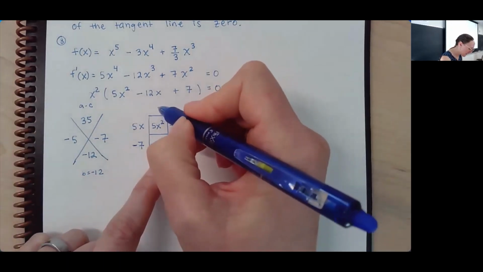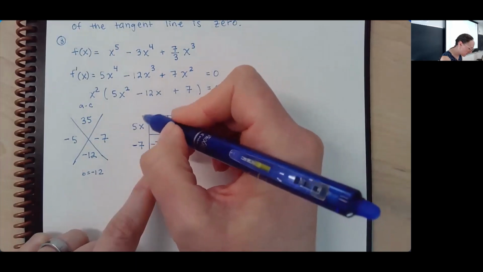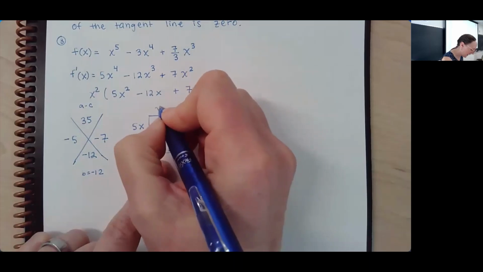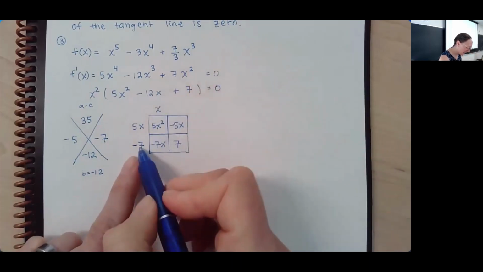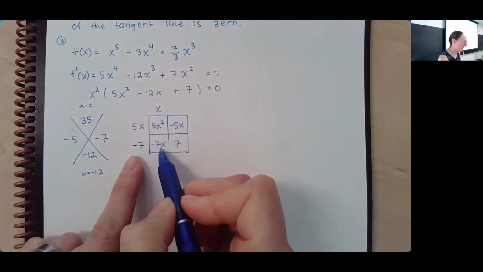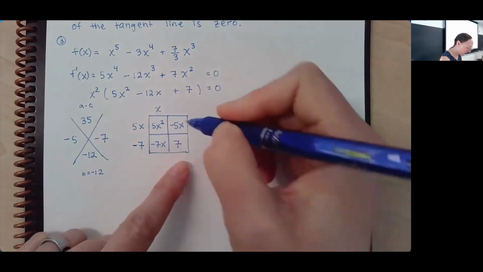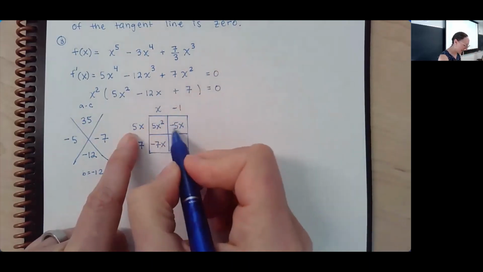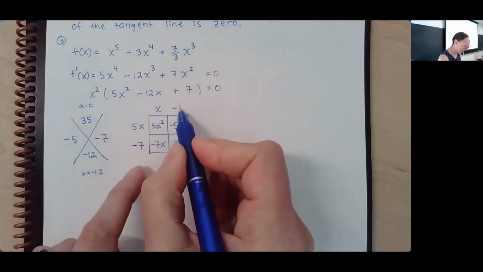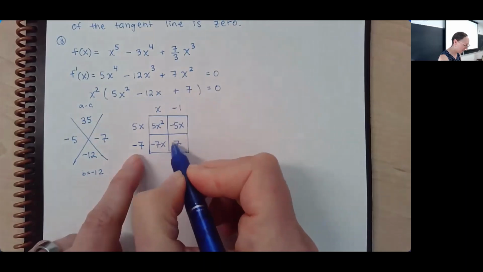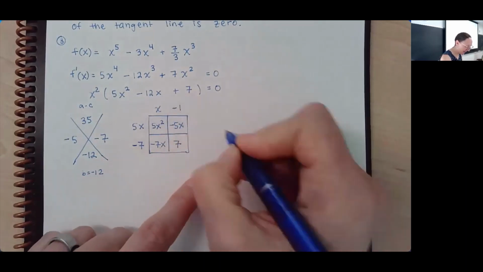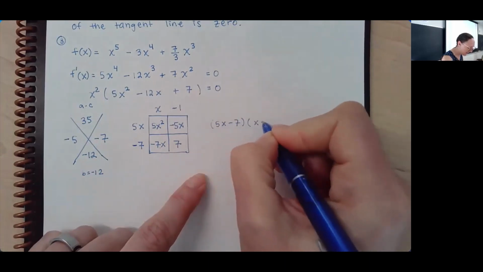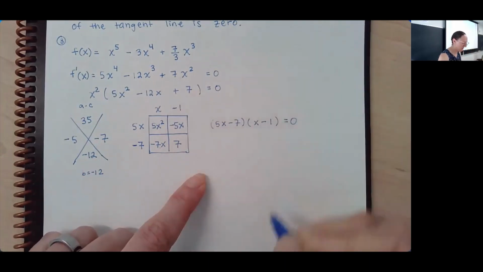So now I need to put something up here so that 5x times that gives me the 5x squared back. So it's going to have to be an x. And x times -7 would give me the -7x in that box. 5x times -1 would give me that -5x. And -1 times -7 would give me that 7. So I now have my factors. 5x minus 7 times x minus 1 is going to give me 0.